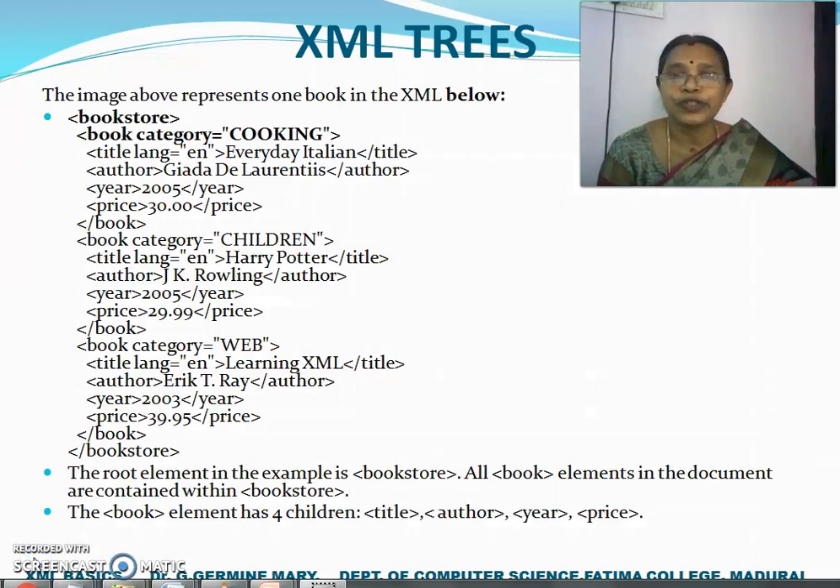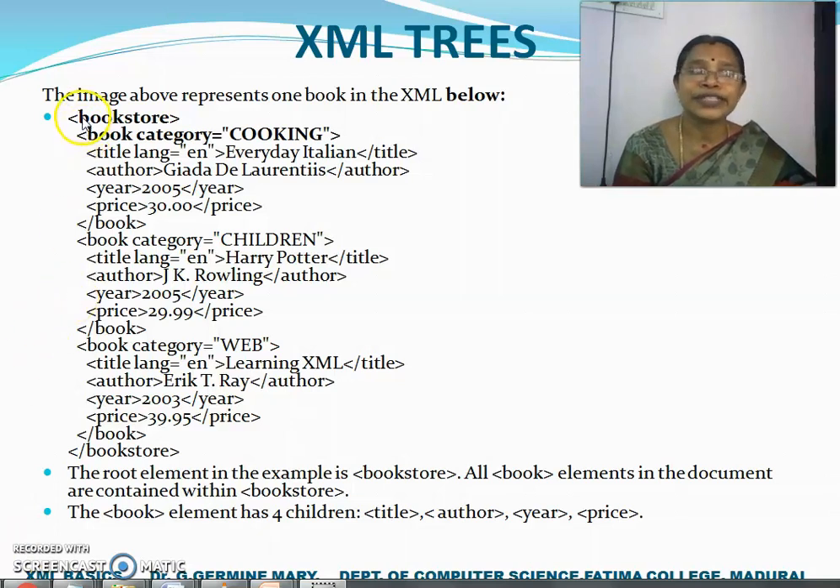So from the flowchart we can arrive at the XML document for the bookstore. So we have a bookstore. Bookstore is the root tag which appears only once at the beginning of the XML and at the end of the XML. Inside the bookstore, each book is represented by the book tag, and every book has subtags like title, author, year and price, which tell the information about the book. And the book has an attribute called category which tells the category of the book.